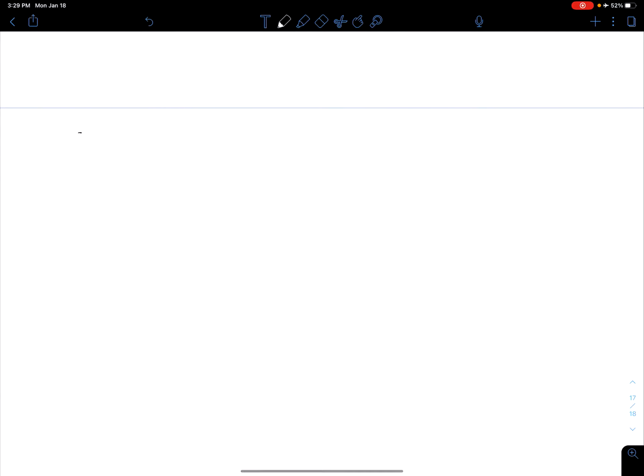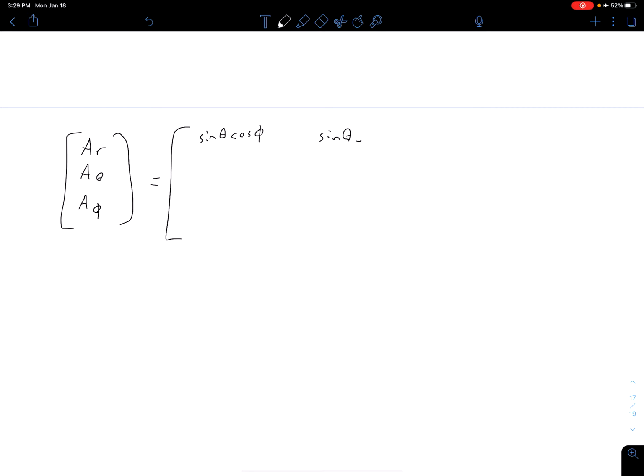The same basic approach, but of course now we're going to have a little bit messier 3 by 3 matrix that we're multiplying by. So we want A_r, A_theta, and A_phi. And the 3 by 3 matrix that we multiply now, for our first row, we have sine theta cosine phi, sine theta sine phi, cosine theta. So that's all our first row.